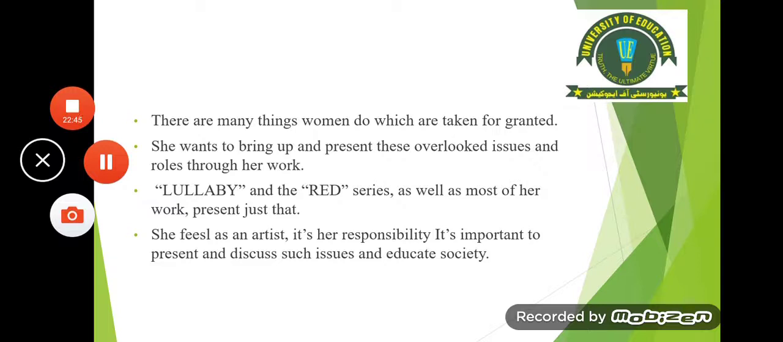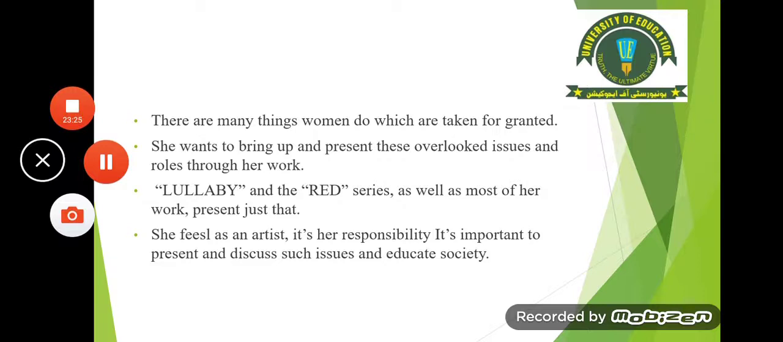Lil B and the Red series, as well as most of her work, present just that. For this she has used especially the red color, which represents blood and miscarriage. And she was a very busy working woman, so she has highlighted the different issues working women face. She has also gone through different miscarriages. That's why she has personal feelings towards this idea.